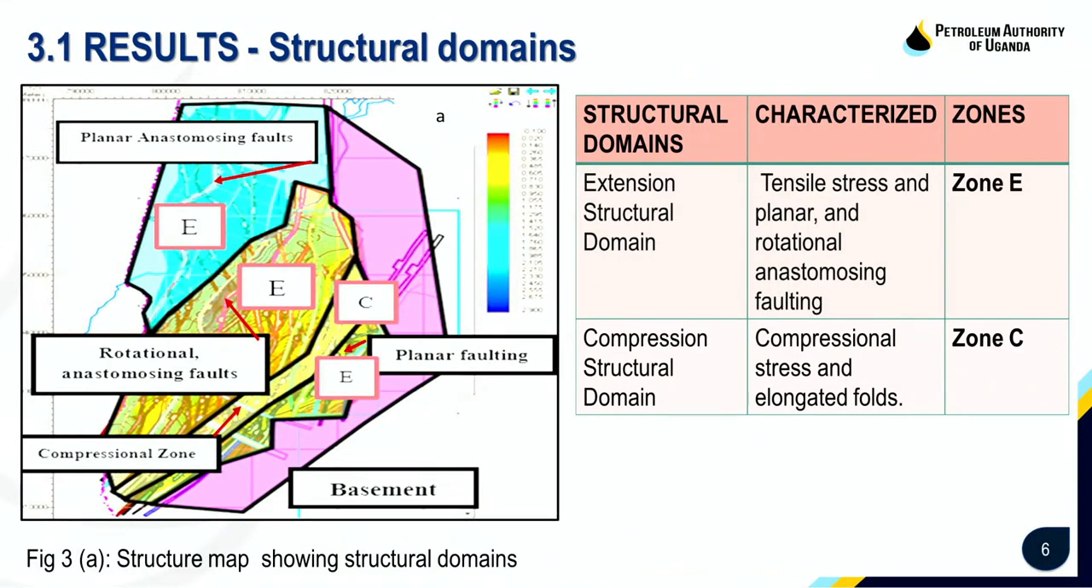Under the domains, we're able to characterize this study area in two domains: the extension structure domain, which is characterized by tensile forces, and the compression structure domain, which has been labeled on the left as C. Then the E are the extension structure domains. Why is this important? Because exploration is expensive, so we need to understand our area and be able to look for these structures, which will be potential traps, potential migration paths.